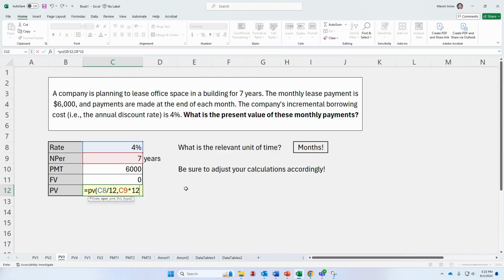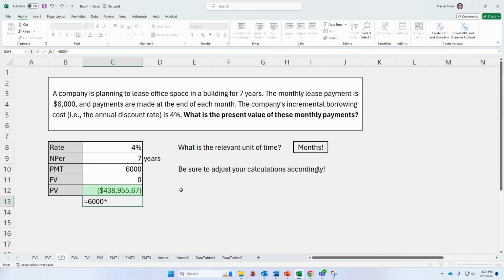And this is going to be a common pattern you're going to see. If you have an annual rate and number of years, you need to divide the rate by 12 and multiply the number of periods by 12 to get the right answer. We'll reference our payment, our future value, indicate that these occur at the end of the period. And once again, let's calculate the raw dollar amount of the cash outflows associated with this lease.